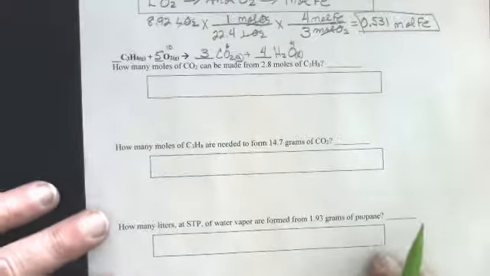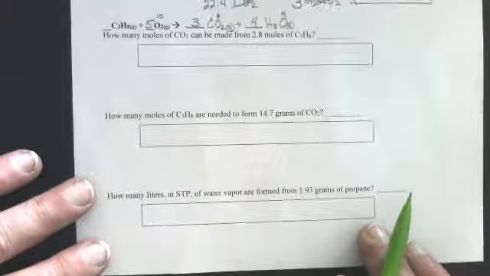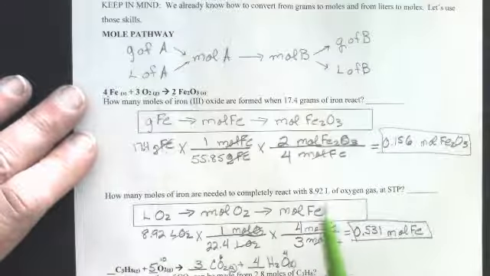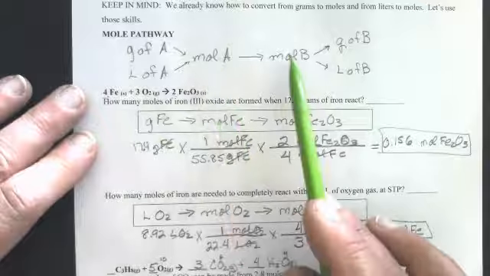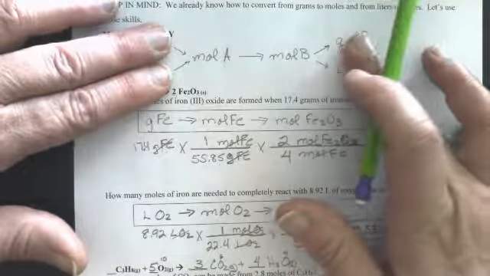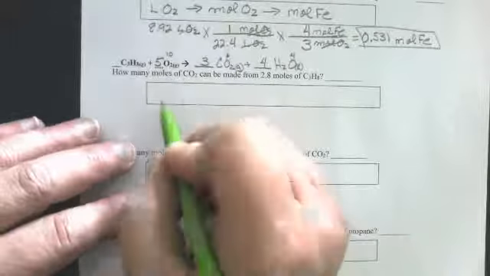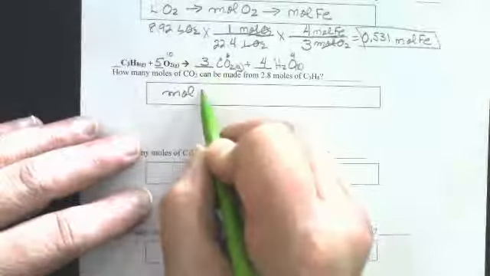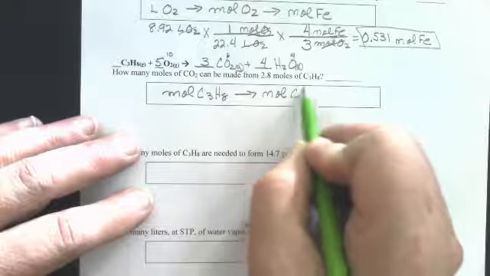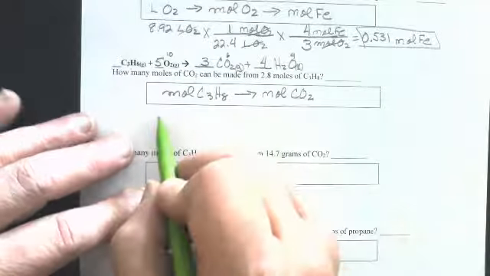How many moles of carbon dioxide can be made from 2.8 moles of propane? Well, I look at my mole pathway, and I'm starting with moles of one substance and going to moles of another one. So I don't need this portion of it or this portion of it. I just need that center section of the mole pathway. So I'll be going from moles of C3H8 to moles of carbon dioxide. So 2.8 moles of propane.